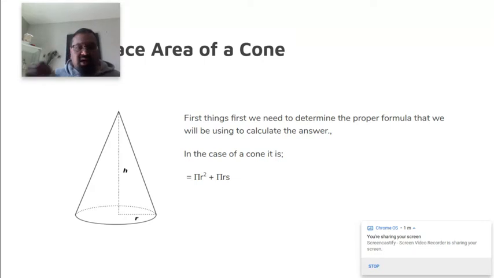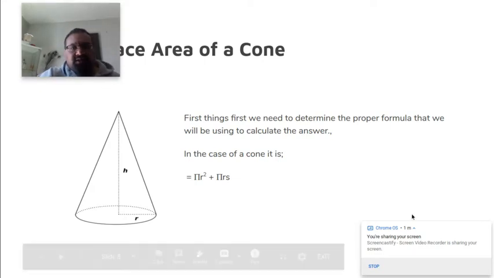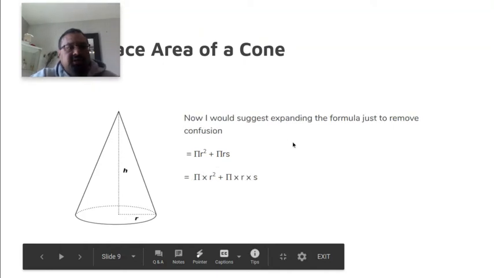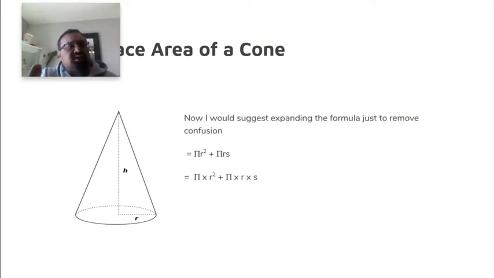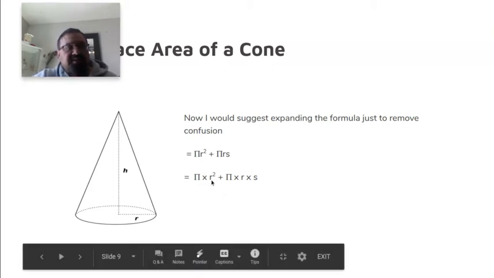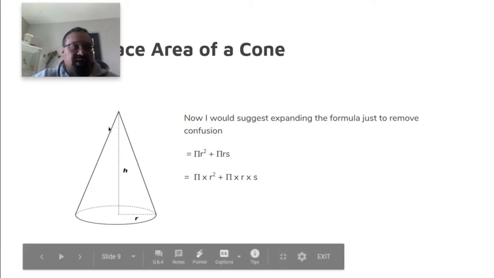After you've determined the formula, write it down, as I did here. Now, to avoid confusion, I would suggest expanding the formula. Put in the multiplication signs so you know where they go and where the add sign is, so you don't mess up that little part. So that's all I did: pi times r squared plus pi times r times s, this being s.